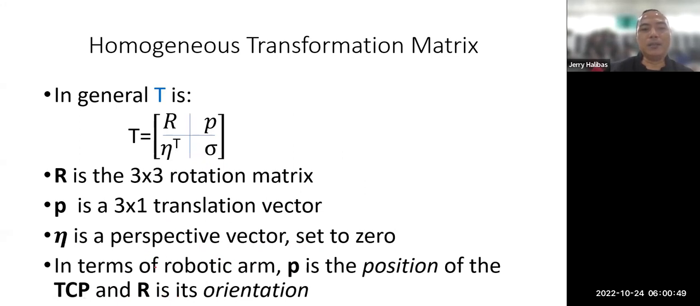Rotation of R, okay? Then P is the translation, as well as the orientation. So yeah, it's the rotation.